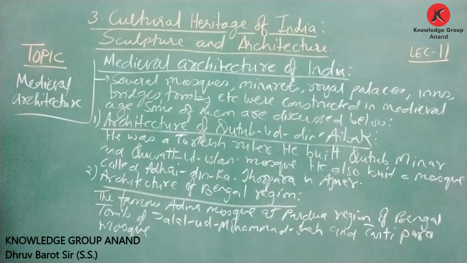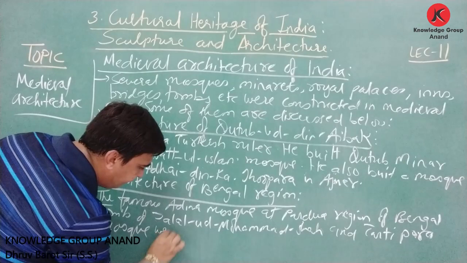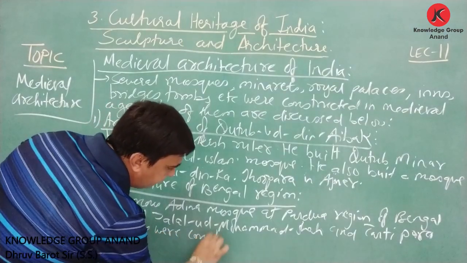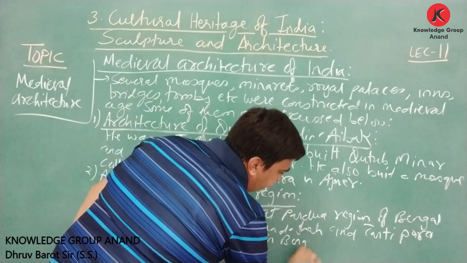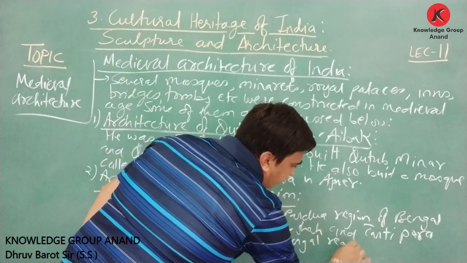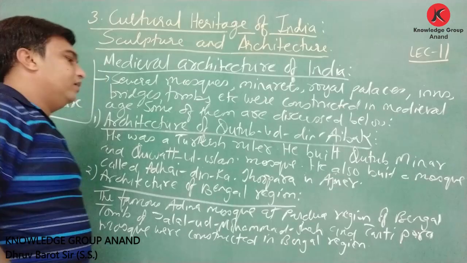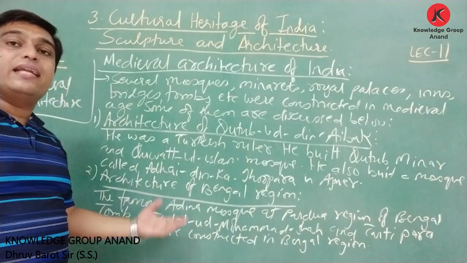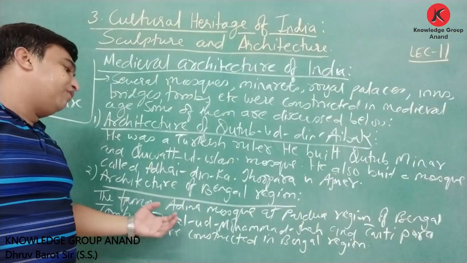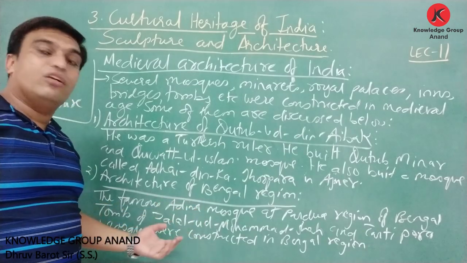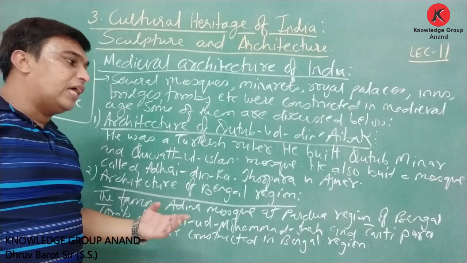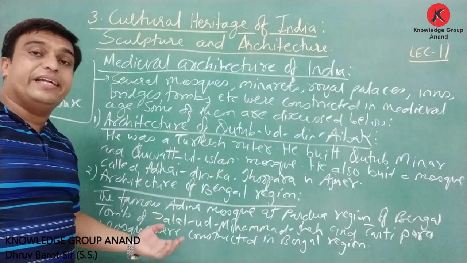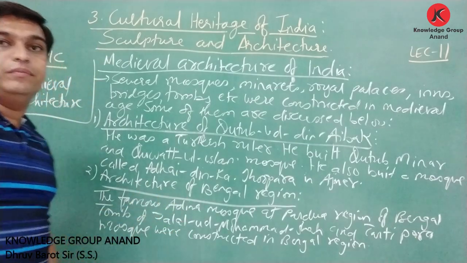And also Tantipara Mosque, constructed in Bengal region. Friends, here in the architecture of Bengal region, we can see the famous Adina Mosque at Pandua region of Bengal, the tomb of Jalaluddin Muhammad Shah, and Tantipura Mosque were constructed in the Bengal region.